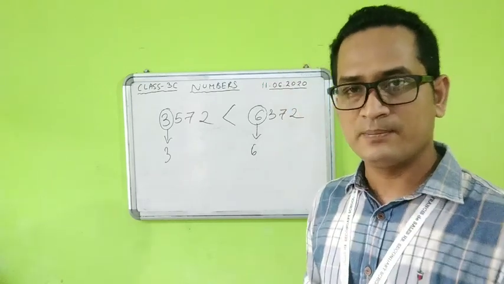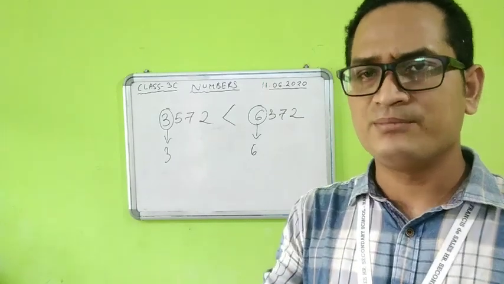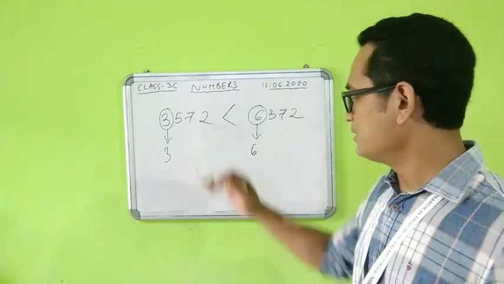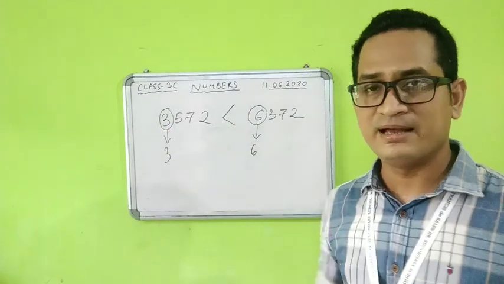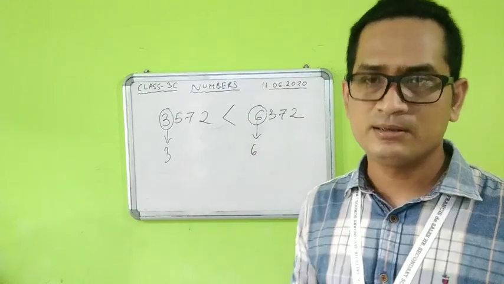If you have to compare a 4-digit number, not only one or two, if I get more than 2 also, then also you can do it. You have to see only the extreme left hand side digit. Which one will be the greater? That number will be the greater.